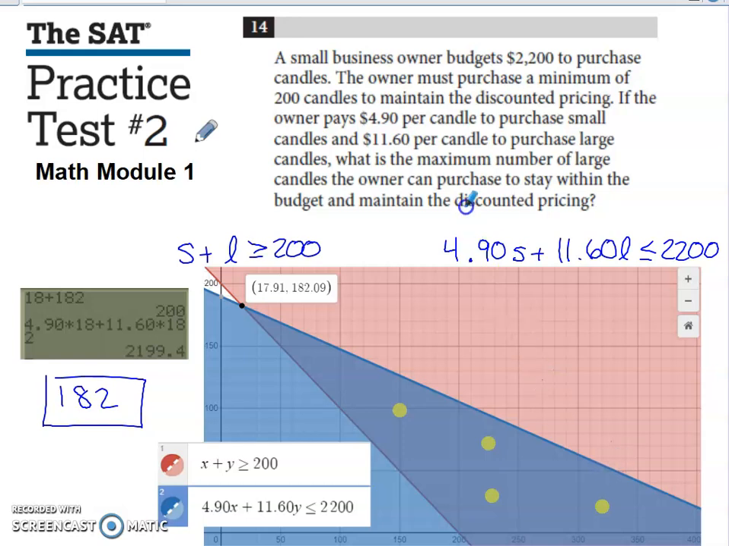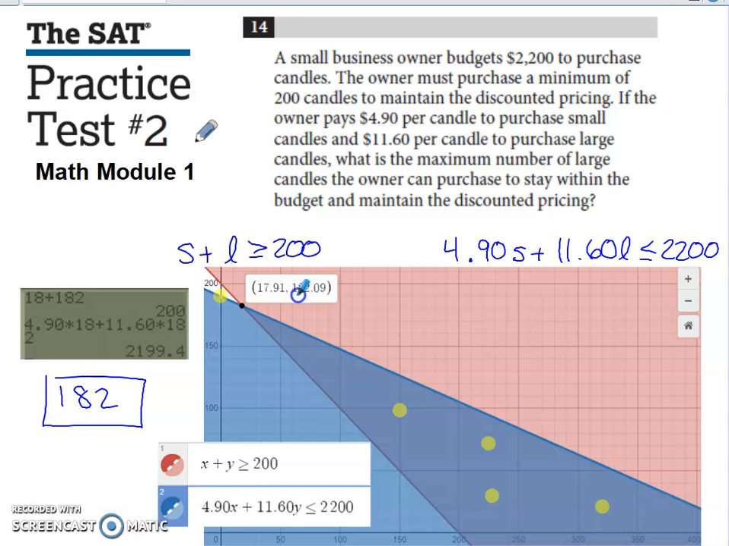The answer that we are after is the maximum number of large candles the owner can purchase. So I went ahead and looked at my y-axis, right? I replaced L with y. So I see right here, if I'm at that highest y value on the y-axis, I'm not in the red section of the graph. So I moved over a little bit to the right, and I used Desmos to figure out that that intersection was 17.91, 182.09.